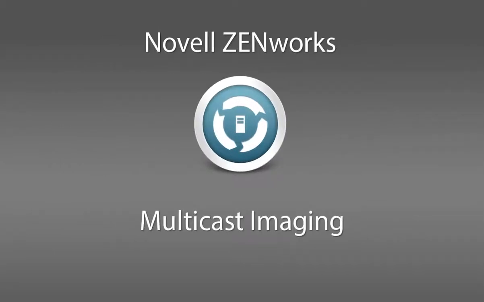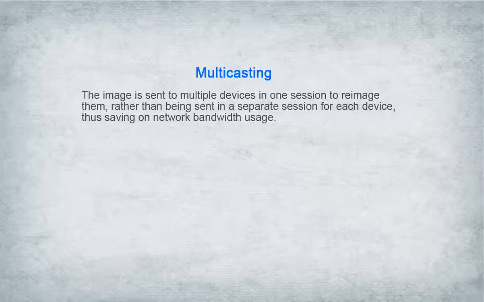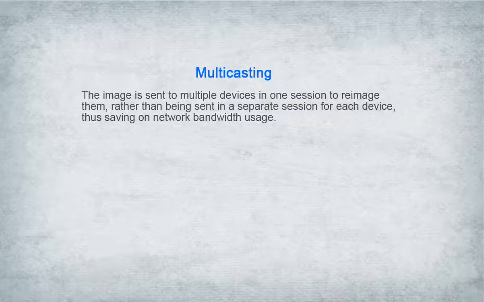This video shows you how to use multicasting to simultaneously image multiple devices. With multicast imaging, an image is sent to multiple devices in one session rather than being sent in separate sessions for each device, thus saving on network bandwidth usage.